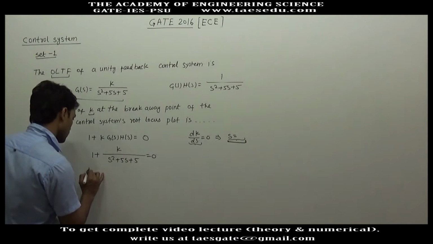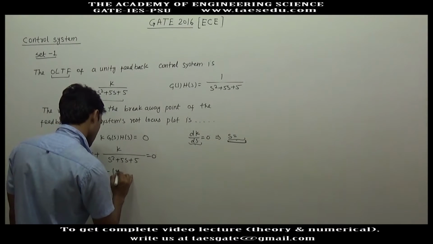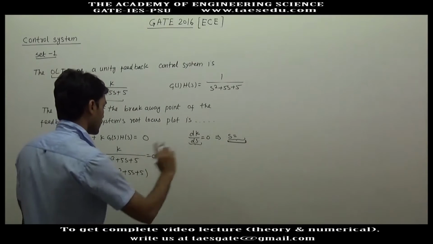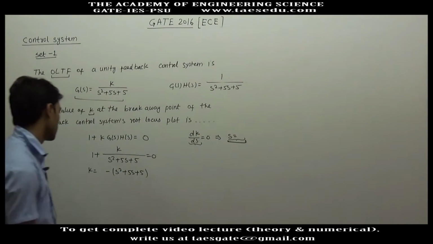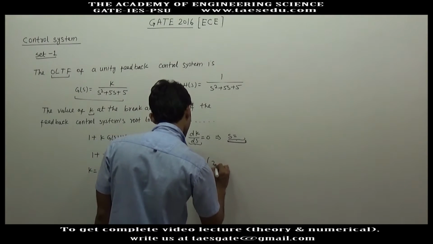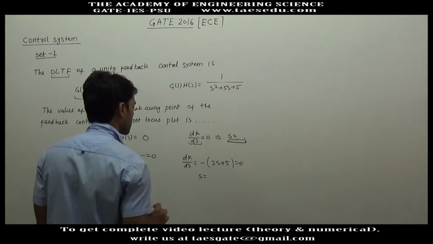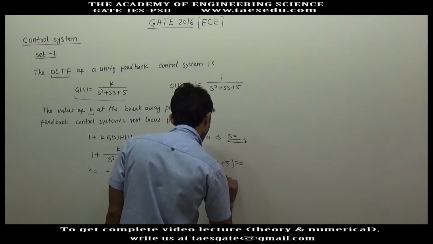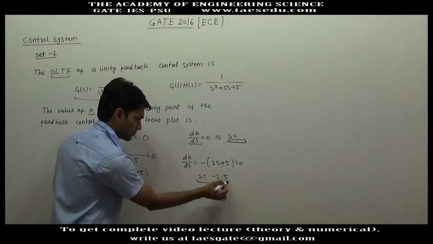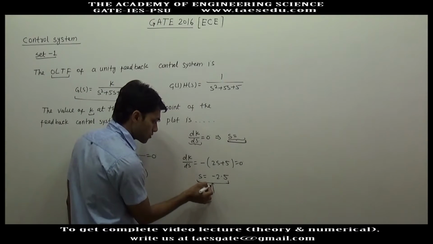So here K will be equal to minus of s square plus 5s plus 5. When you do dK by ds, you will have dK by ds equal to minus of 2s plus 5 equal to 0. So s will be minus 2.5. So we are getting only one value. Now we will check whether this point lies on the root locus or not.